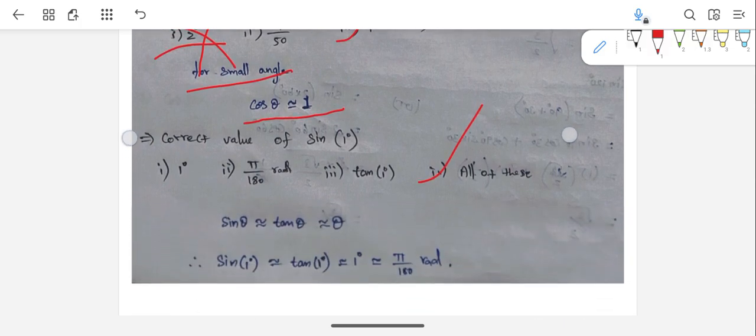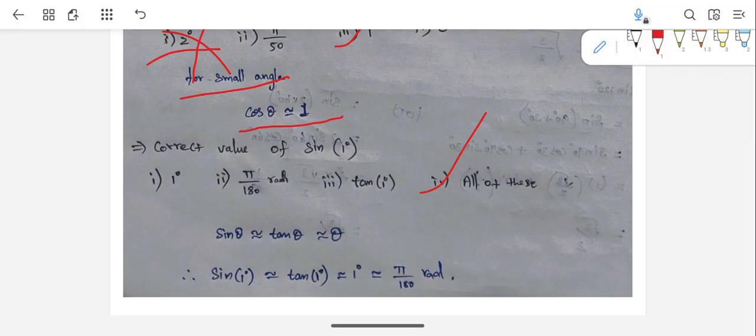All of these. How? In small angle approximation, sin theta is equal to tan theta, and that is equal to theta. So sin 1 degree, based on this, you can write tan 1 degree also. So the third option is an answer. Again, it is equal to theta also, so you can write it as 1 degree also. That's why the first option is also an answer.